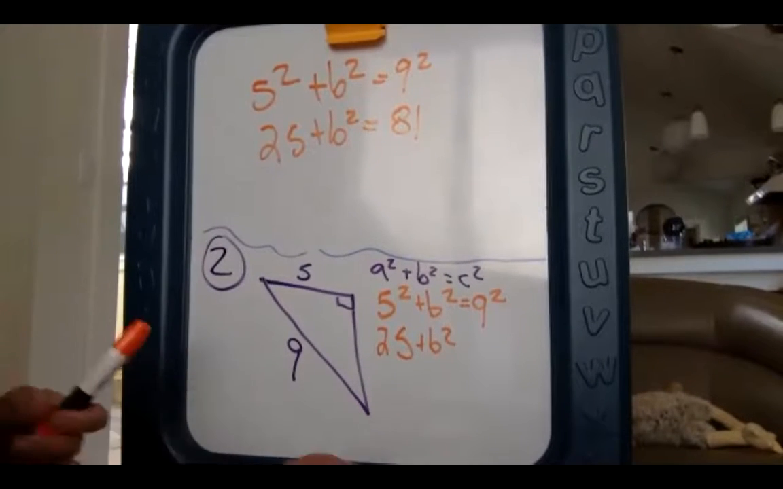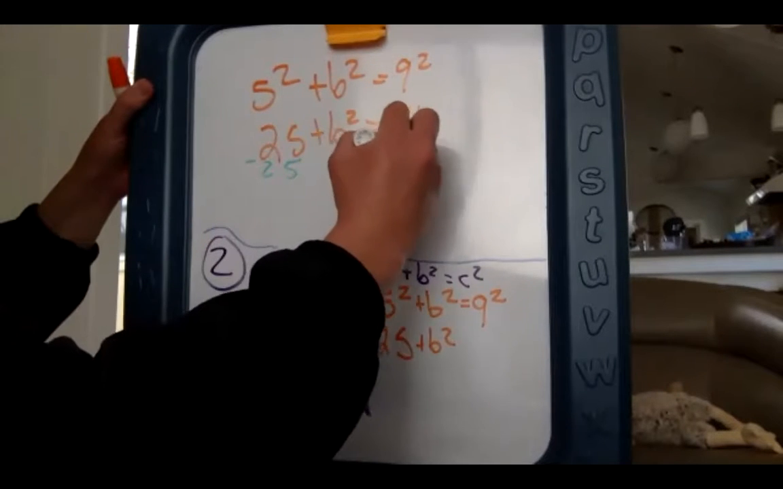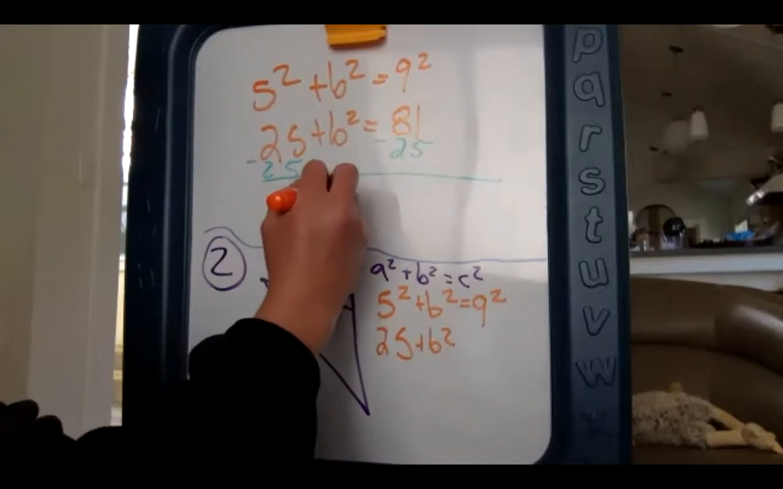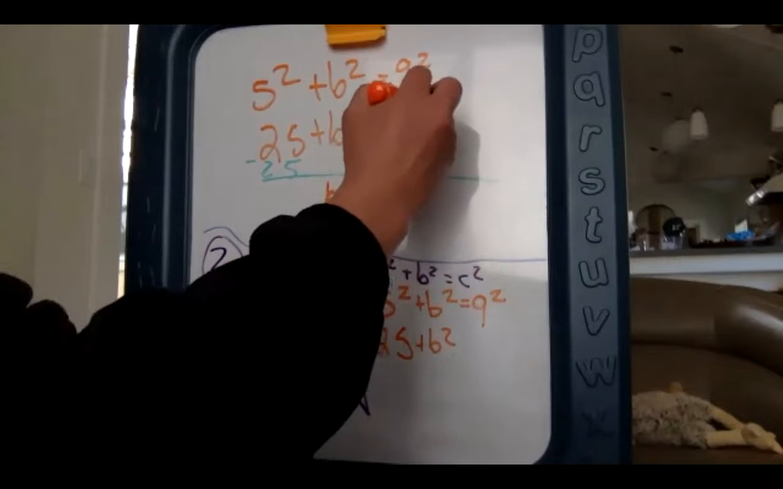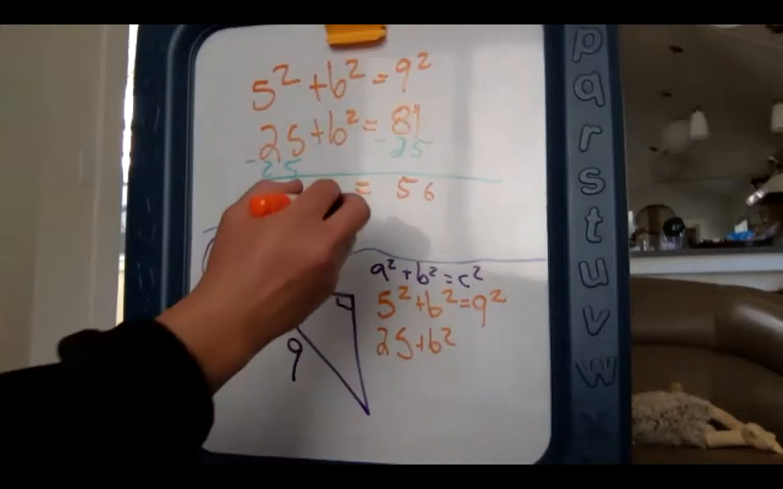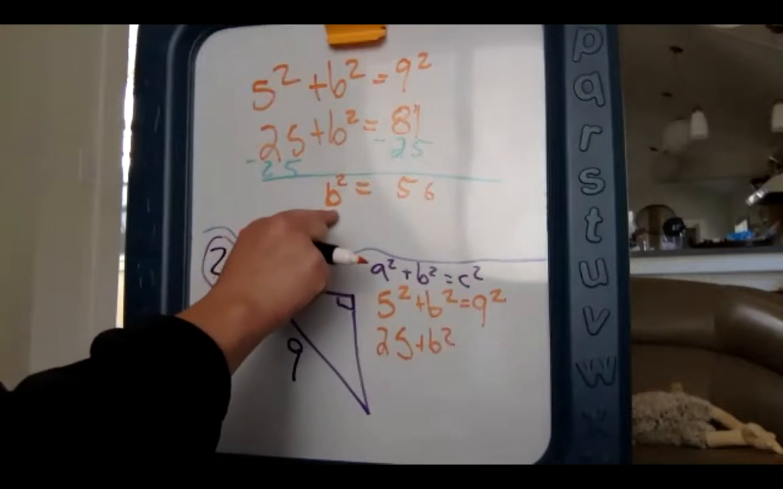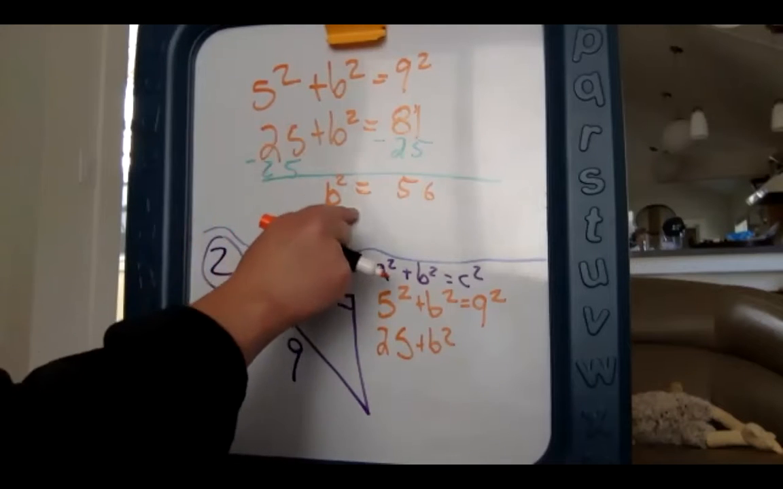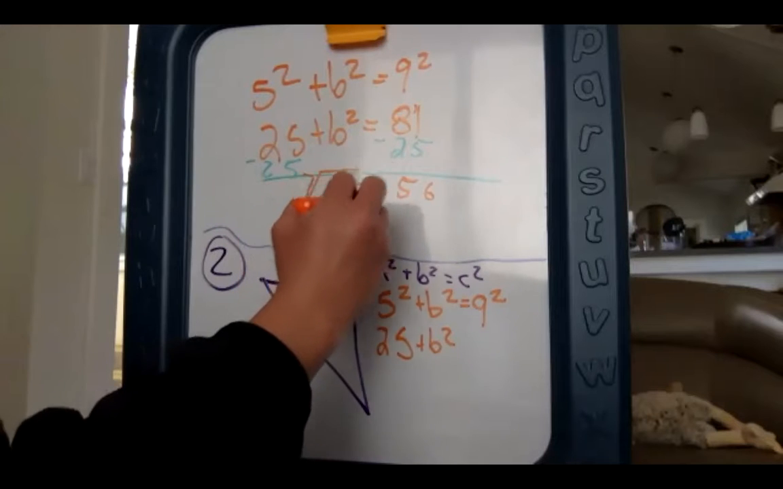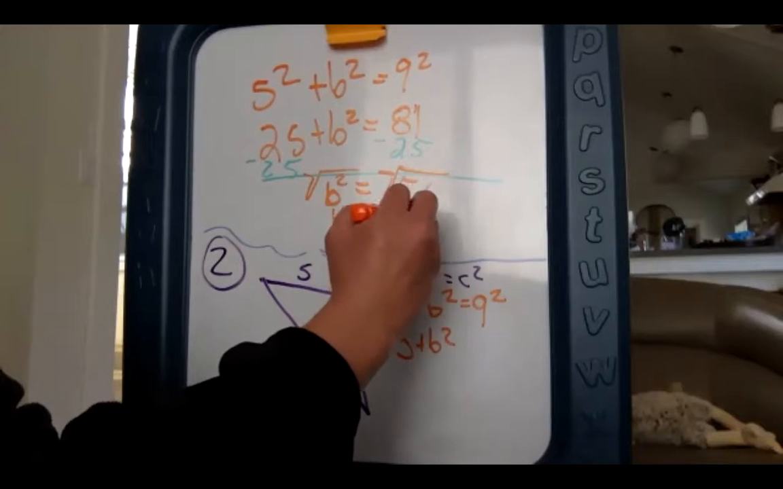So my next step is going to be to bring my numbers together. I'm going to solve here, minus 25, and solve here, minus 25. What I'm then left with is b squared is equal to 81 minus 25, which is 56. Okay, so I have b squared is equal to 56. The way to isolate that variable and make it just b is to take the square root. I square root this side, I square root this side, and there's no perfect square to 56. So b is going to be the square root of 56.